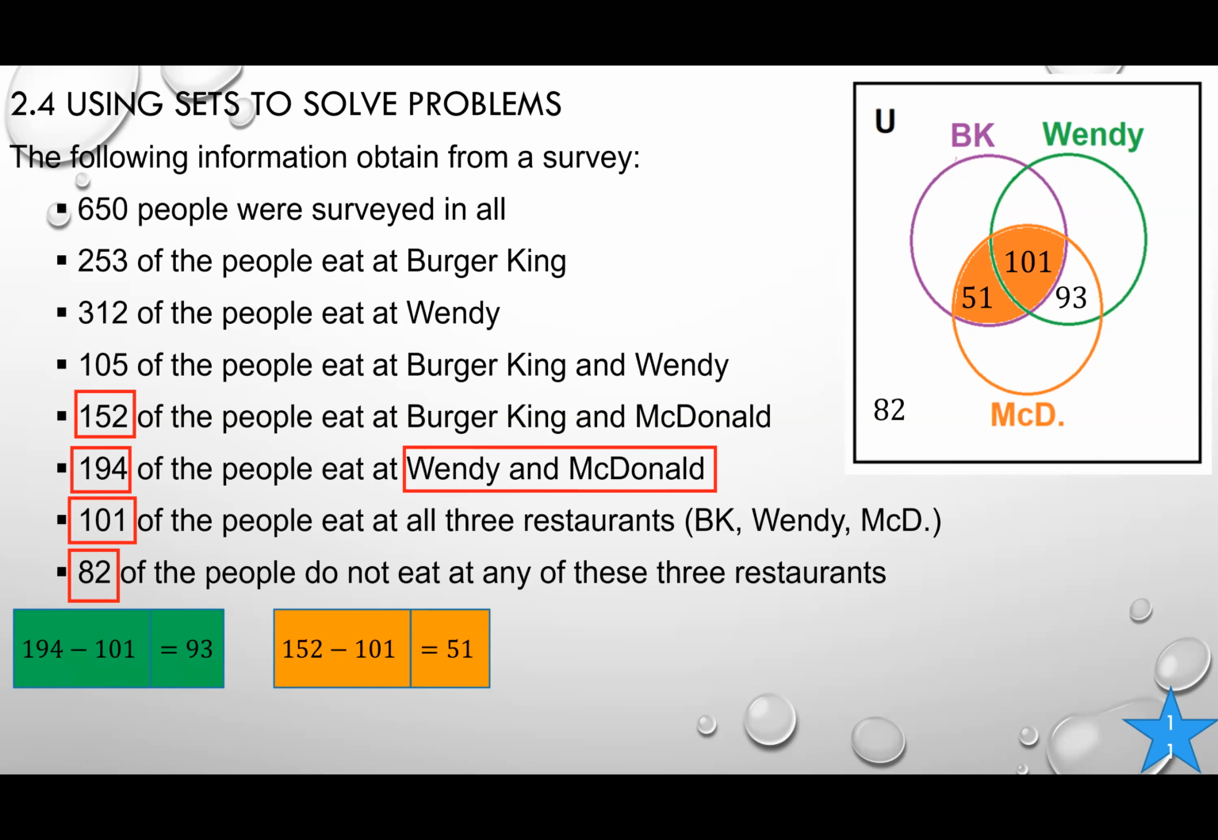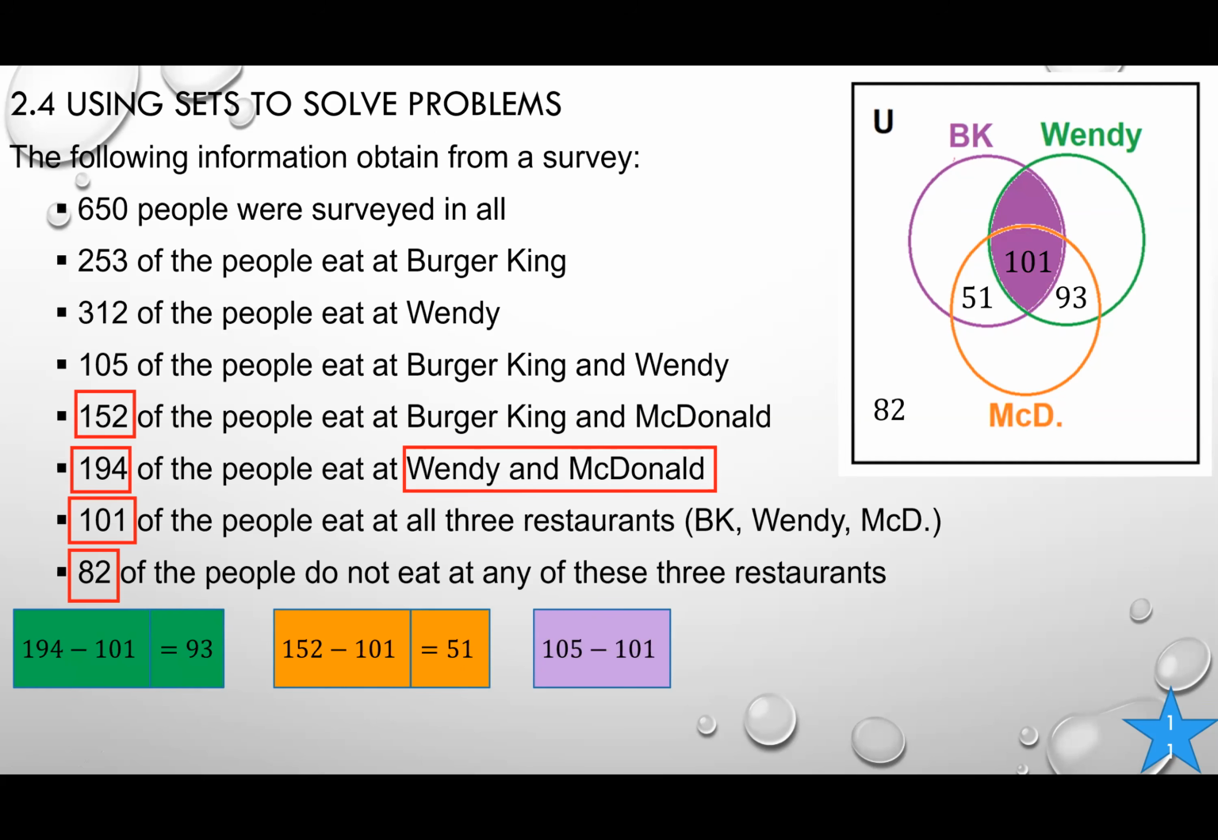If you go up to the next number, same idea. The Burger King and the Windy, I have 105 total, but I already accounted for 101. So now I need to subtract to give me 4, which is the 4 here. And these 4 people, ladies and gentlemen, are the people who eat at Windy and also eat at Burger King, but do not eat at Medano. This 93 is the people who eat at Windy and Medano, but not Burger King. And vice versa, the 51 is the people who eat at Burger King and Medano, but not Windy. Those are the ideas of this item here.